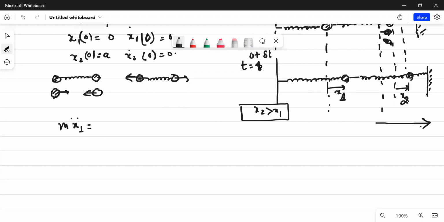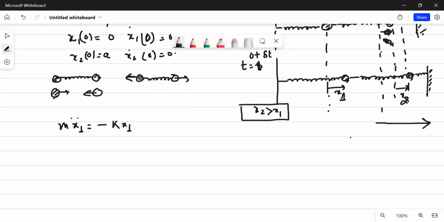Okay. So in this way, what I can do is m x1 double dot, I should write as minus k x1 because of the first spring, you can see that it has been extended by a net displacement x1. And you can see that this particular spring will also get elongated. So what will happen?